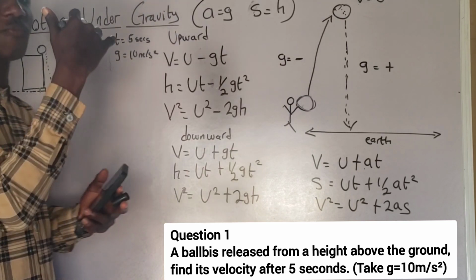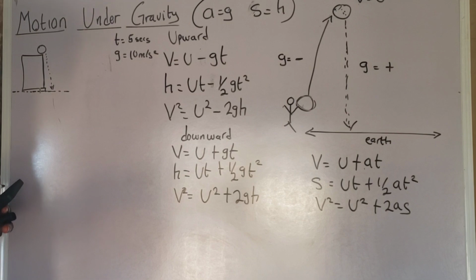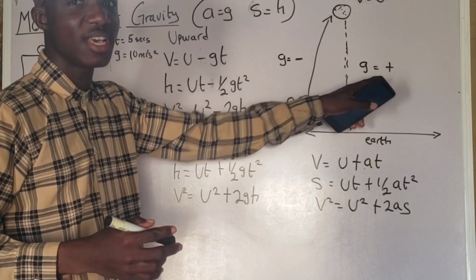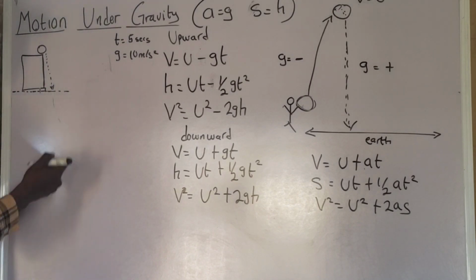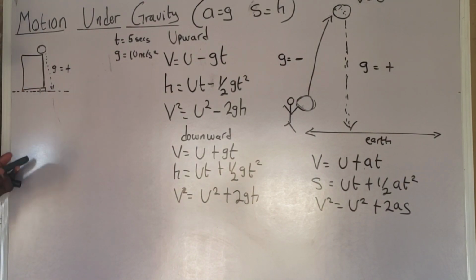You understand? It's moving from this height towards the force of gravity. That means the sign which the acceleration due to gravity will take will be what? Positive. Now, the ball is released from this height. So g will be what? Positive. Are you paying attention?